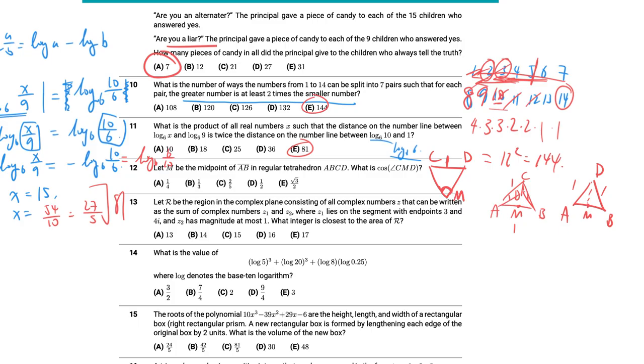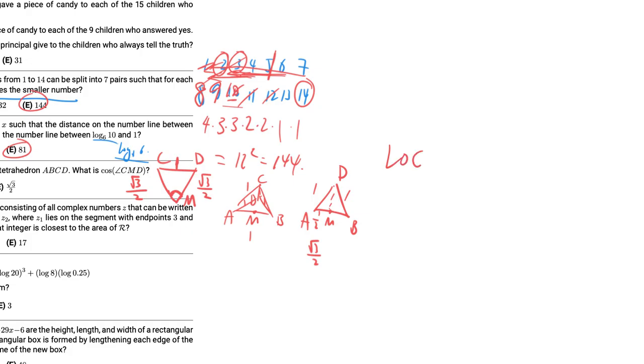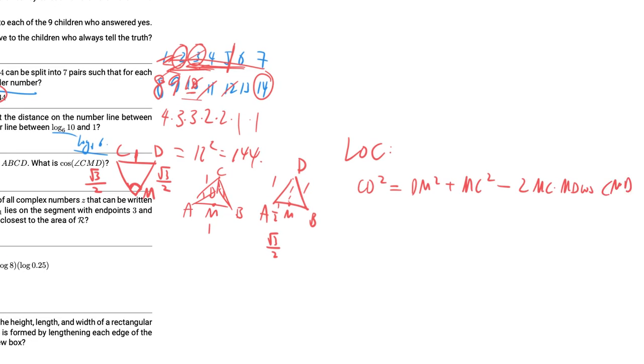And we notice that DM is equal to CM by symmetry, right? So we can find out what this DM is. This DM is root 3 over 2 after the Pythagorean theorem. So CM, DM are both root 3 over 2. And we can apply the law of cosines, right? So law of cosines gives us CD squared is equal to DM squared plus MC squared minus 2 MC MD cosine CMD, right? And then we can just plug everything in.